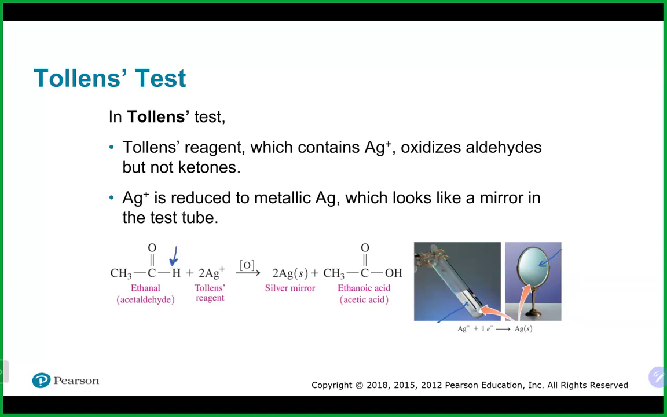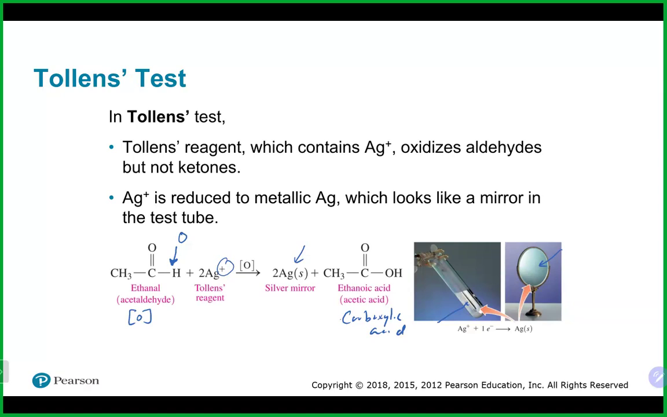aldehyde here gets oxidized. Again, the oxygen is going to come in. So our aldehyde gets oxidized to our carboxylic acid. In the process, our silver gets reduced, and this would be a positive test for the presence of an aldehyde. This would not work for a ketone because it will not oxidize to a carboxylic acid.